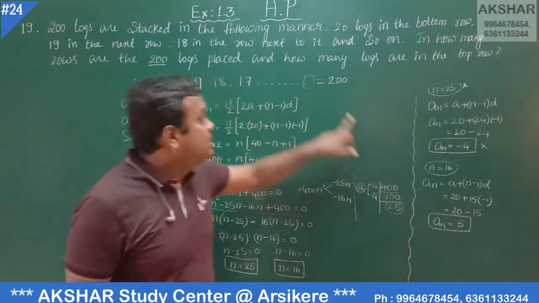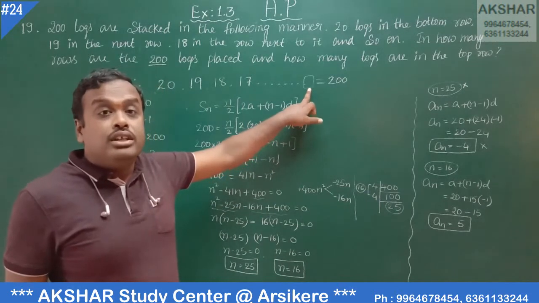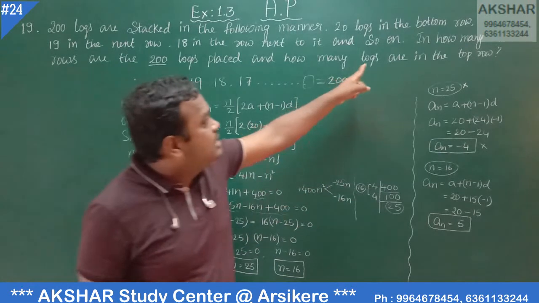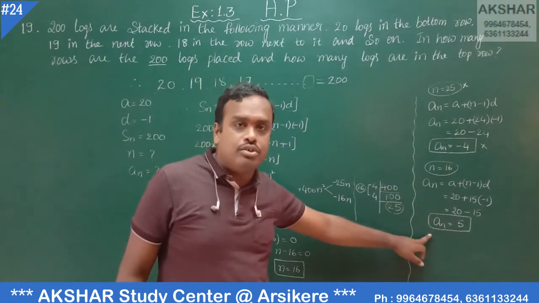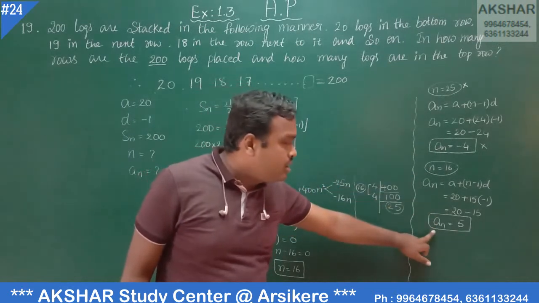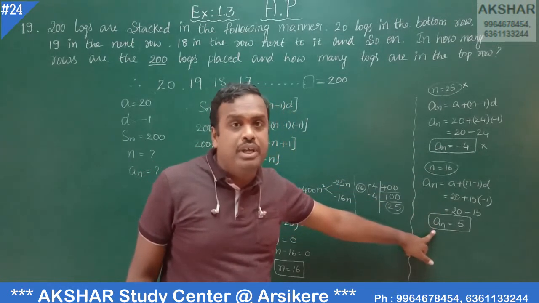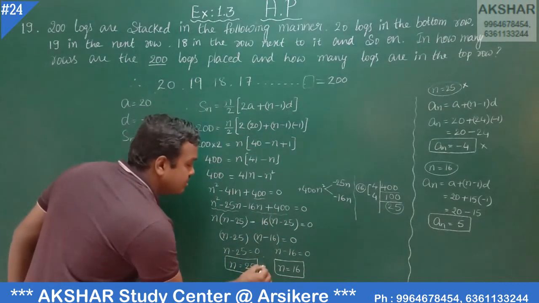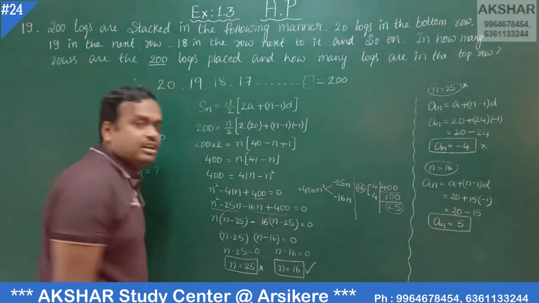Here, what is n? The last term means, in the top row, how many logs can be placed? They are asking about the top row. In the figure, in the top row there are 5 logs that can be placed. That means n equal to 25 is wrong, n equal to 16 is correct.